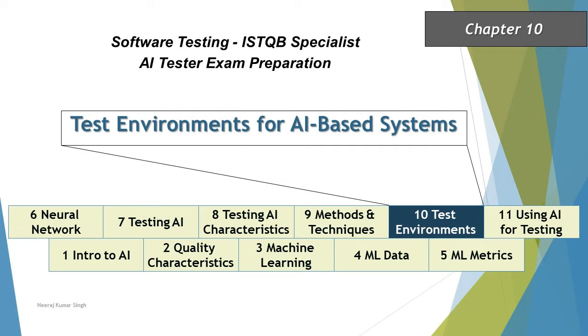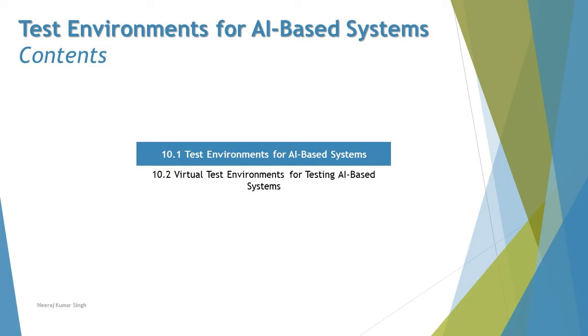We are getting started with our brand new chapter, which is chapter 10, and talking about the test environments for AI-based systems. And here we have just two major topics to talk about. Number one, 10.1, test environments for AI-based systems, and 10.2, virtual test environments for testing AI-based systems. So today we'll be talking about 10.1, and let's see what exactly we need to understand about how environments can be prepared for testing an AI-based system.